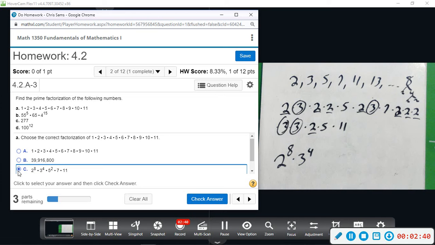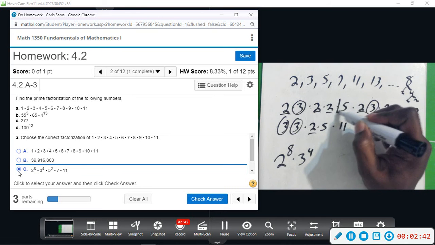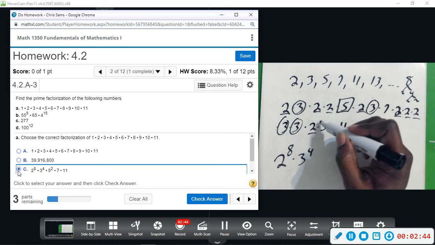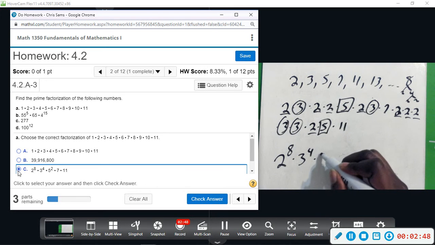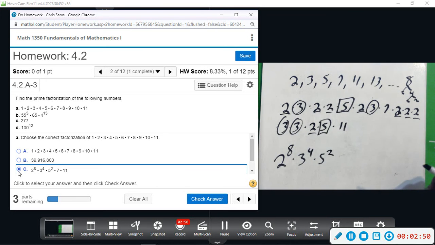And then we'll count the number of 5's. 1 here, 2 here. So we will have a 5 squared. We have 1 7 and 1 11. Okay, so it looks like this would be the prime factorization, and everything matches.